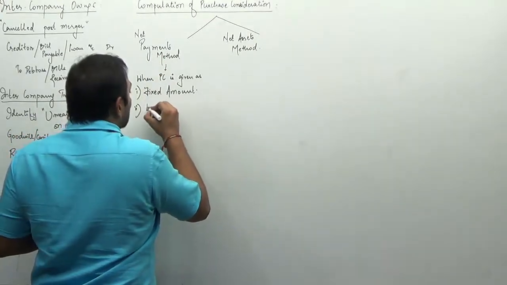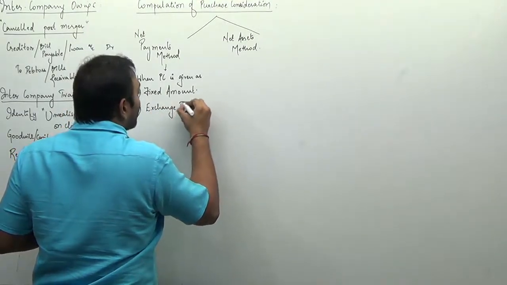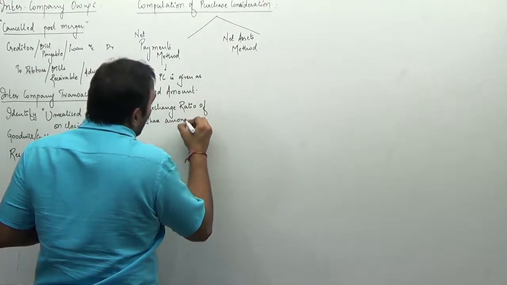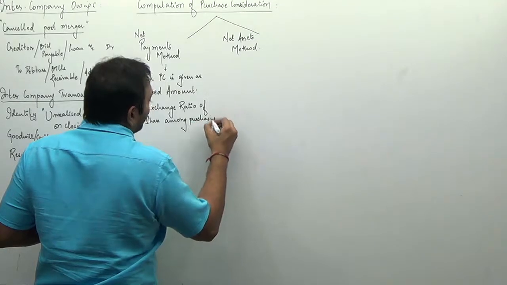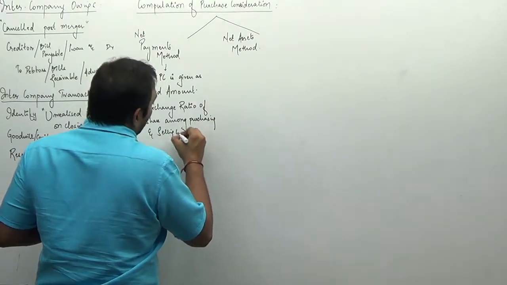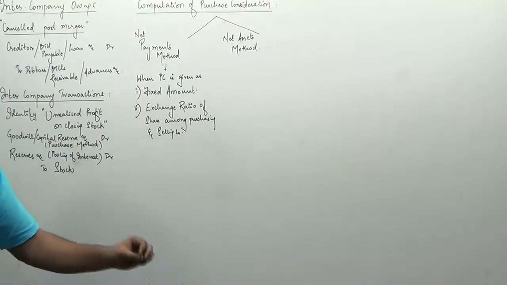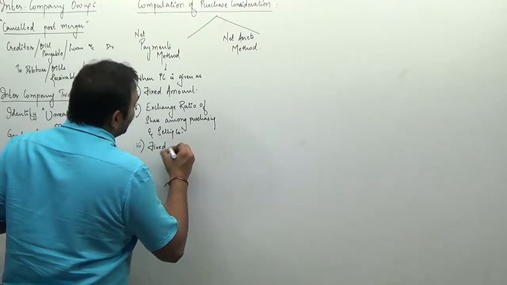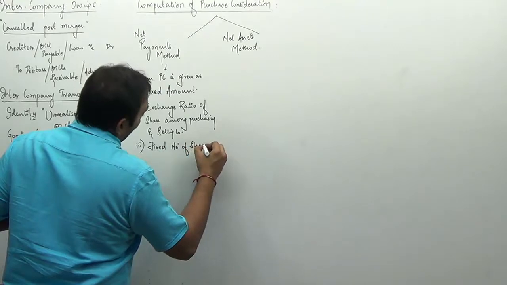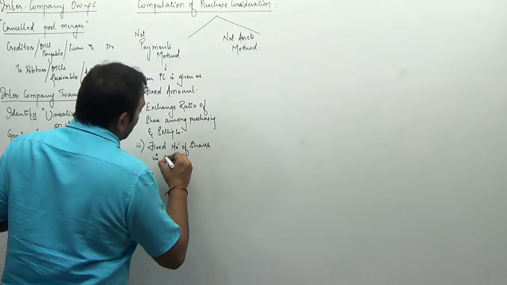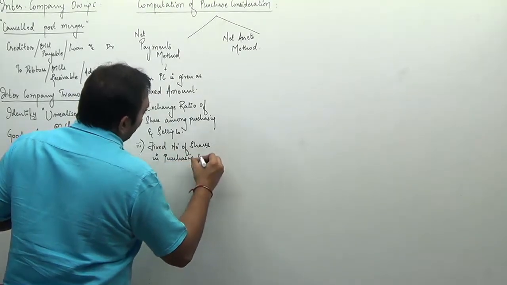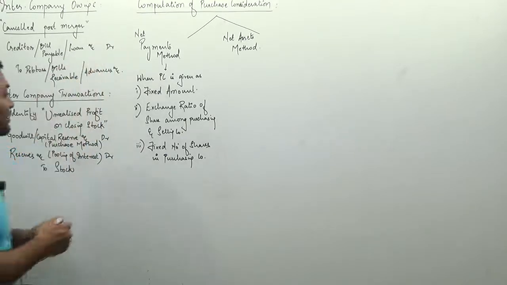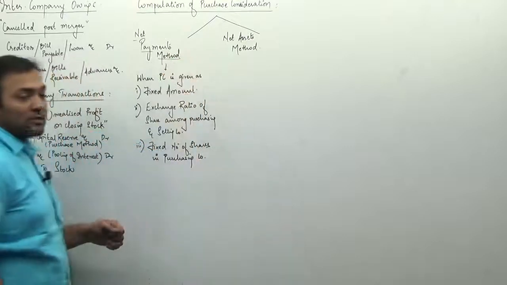Or PC is given as an exchange ratio of shares among purchasing and selling company. Purchasing company will issue 2 shares for every 3 shares held in the selling company. It's a net payments method. Or PC is given as a fixed number of shares. Purchasing company will issue 35,000 shares to the shareholders of selling company as purchase consideration. That is a net payments method. These three situations, wherever we get, we use net payments method for the computation.